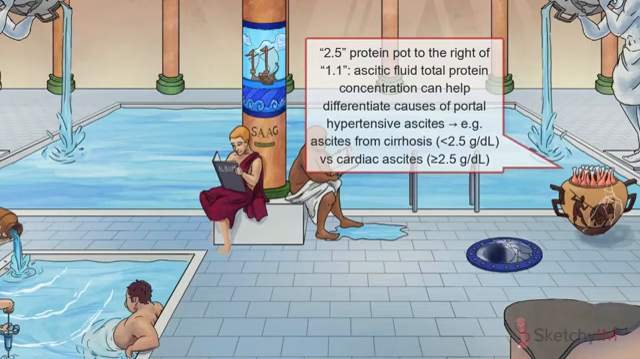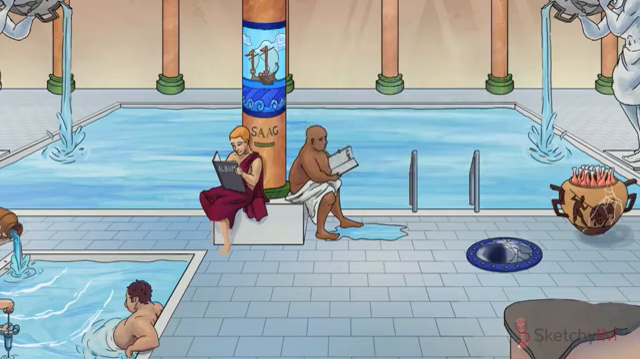Notice, too, that the shape of the handles forms a 2.5. Anything below the vase will have a total ascitic protein less than 2.5, and anything above the vase will have a total ascitic protein greater than 2.5.